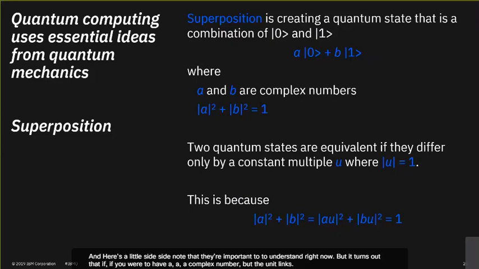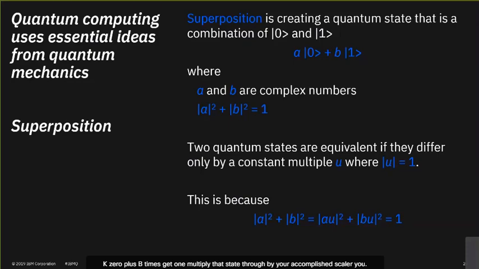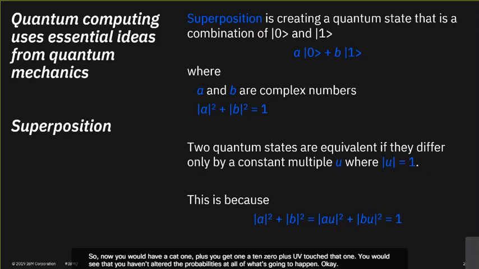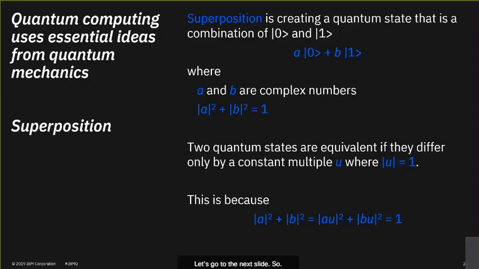And here's a little side note. It's not that important to understand right now, but if you have a complex scalar u of unit length, whose absolute value is 1, and you multiply the original state A times Ket 0 plus B times Ket 1 through by u, so now you have uA times Ket 0 plus uB times Ket 1, you would see that you haven't altered the probabilities at all of what's going to happen. Let's go to the next slide, please.